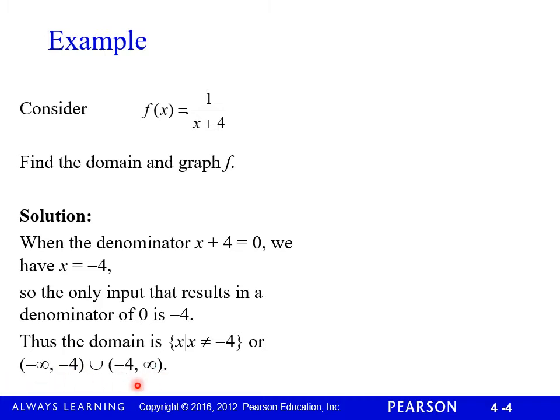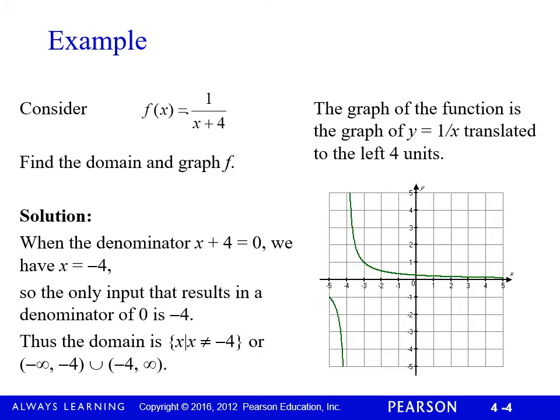This second one, a lot of folks mess up because they stop at negative 5 and on the other side put negative 3. But the parentheses tell us we're not including this value. So we go right up to the value negative 4 and start at that value negative 4 again on the other side, using parentheses to indicate that we do not include negative 4. And so we get this graph here. It's actually the graph of 1 over x translated to the left 4 units.